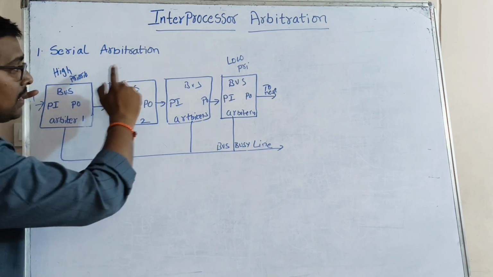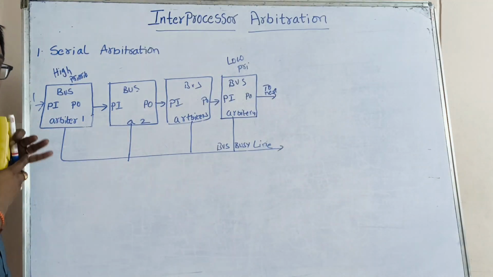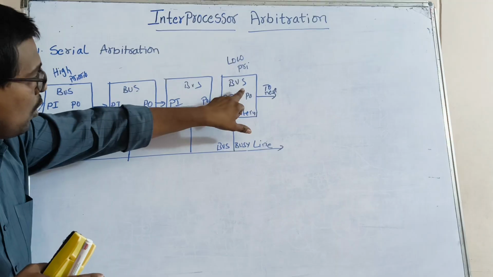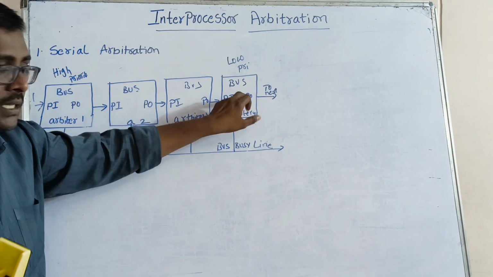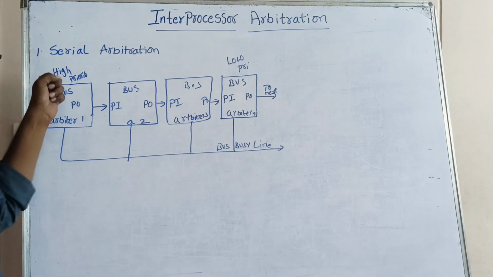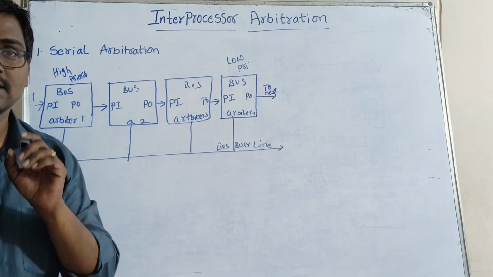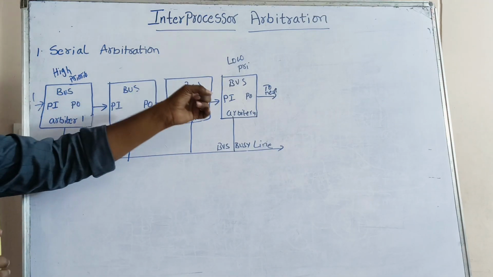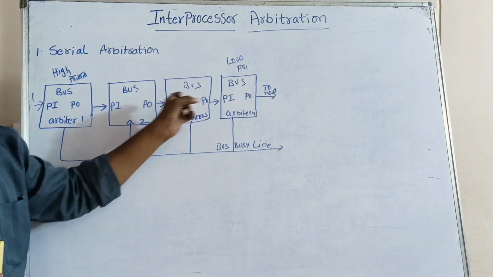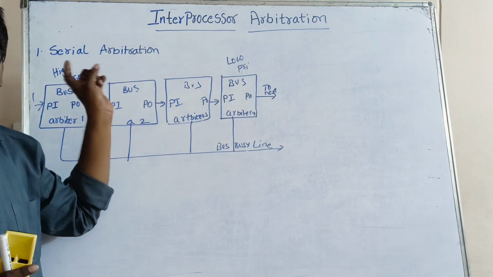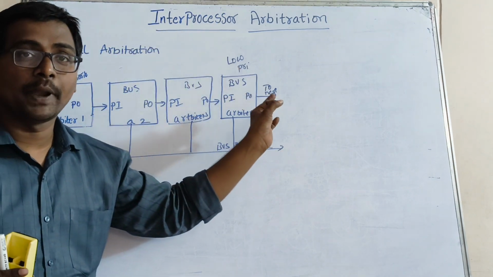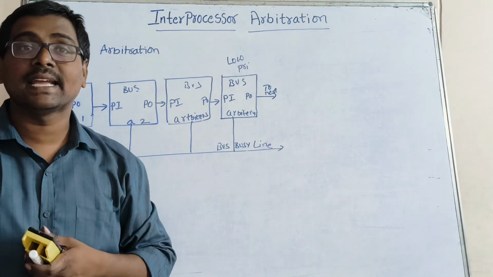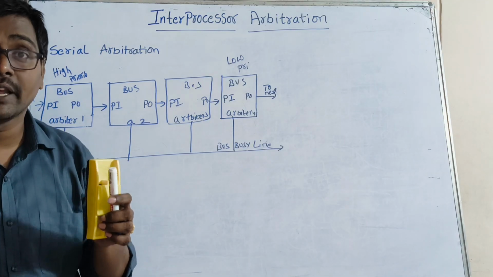Got the point? All the arbiters are connected in a chain fashion from high priority to low priority. Even though the lowest priority is requesting the bus, we still search from the first arbiter. What is the advantage? The advantage is simple architecture, but the disadvantage is speed. Even if the last one requires it, we need to check from the first one. Here one more disadvantage is fixed priority. Instead of checking all of them, next we move to the second approach, parallel arbitration.